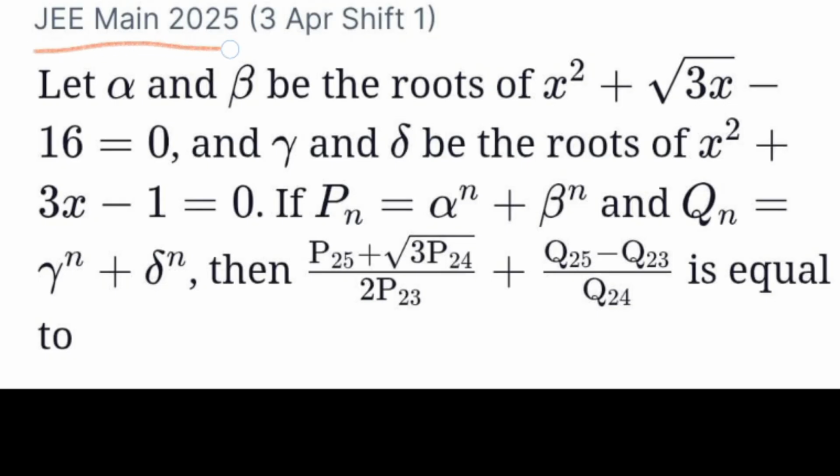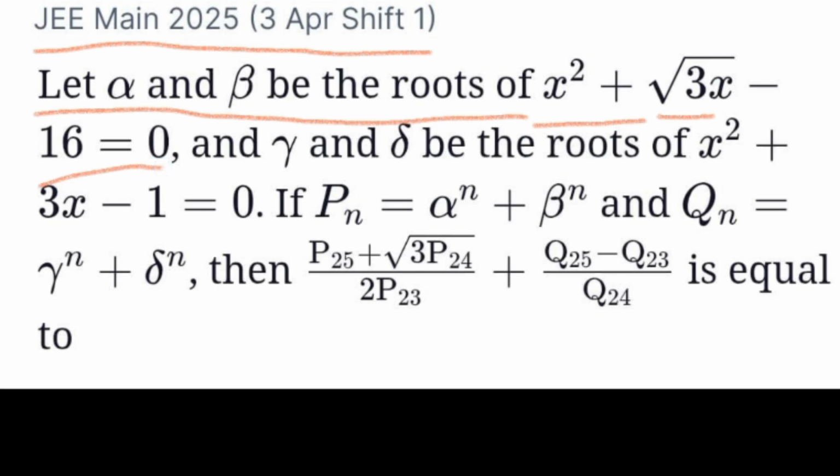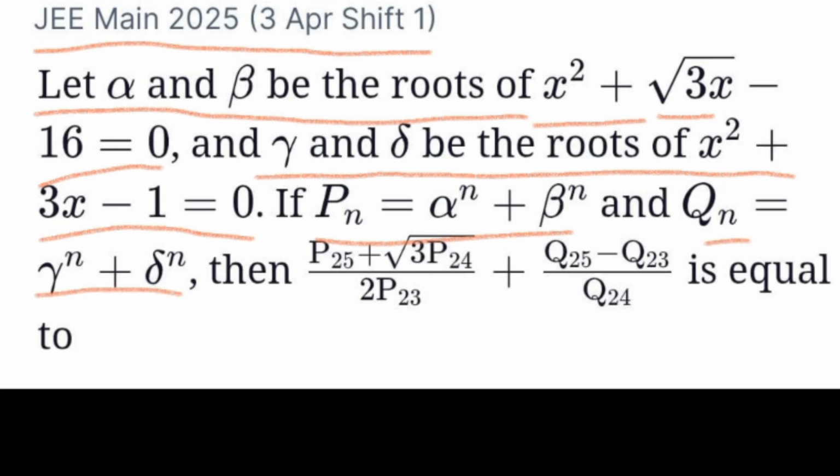Simple. Here JEE Mains 2025, same question. Let alpha, beta be the roots of x square plus root 3x minus 16 is equal to 0, and gamma and delta are the roots of x square plus 3x minus 1 is equal to 0. Pn is equal to alpha power n plus beta power n, and Qn is equal to gamma power n plus delta power n. Now P25 plus root 3 P24 by 2 P23 plus Q25 minus Q23 by Q24 is equal to.